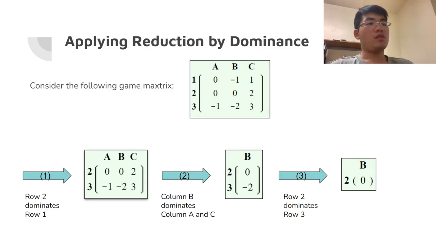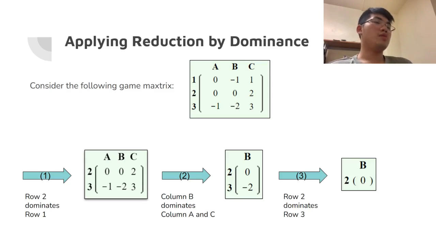Column B dominates column A and C because its elements are less than those from column A and C. It's reversed from the rows. This is because when we look at columns, we are looking at the point of view of the column player, so everything is reversed with the row. So instead of finding the row that has the largest elements, we are finding the column with the lowest elements, and that is column B.